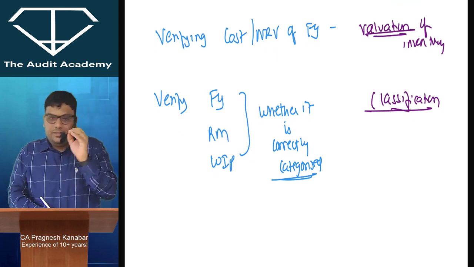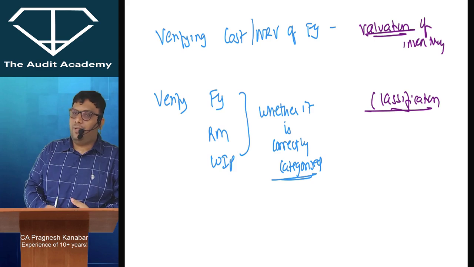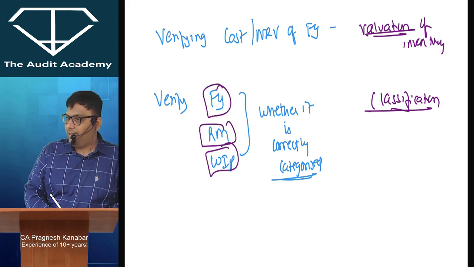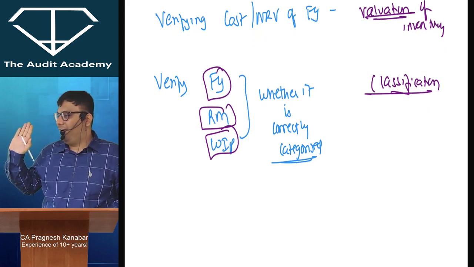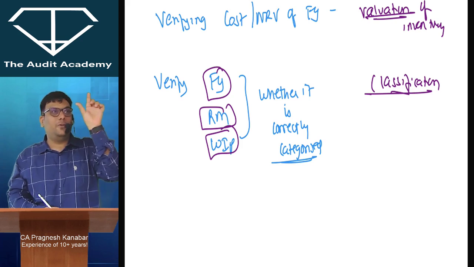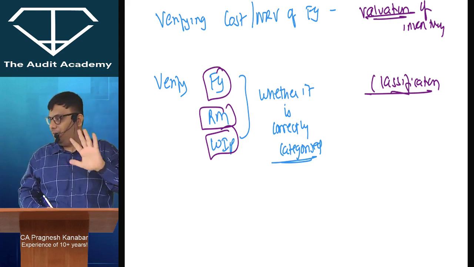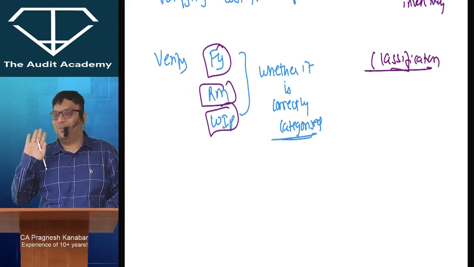But what is the difference between classification and presentation? Classification means whether things are getting recorded in the correct account or not. Presentation and disclosure is just about the format. When I'm worried whether inventory is properly shown under current assets, and whether whatever disclosures are required by AS or Ind AS have been given or not, that is presentation and disclosure.